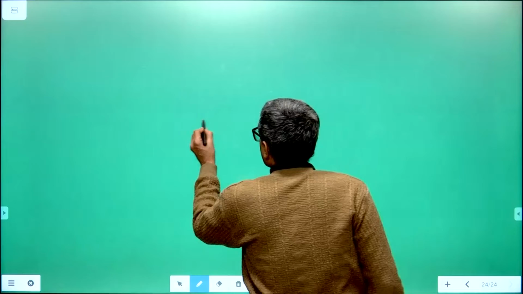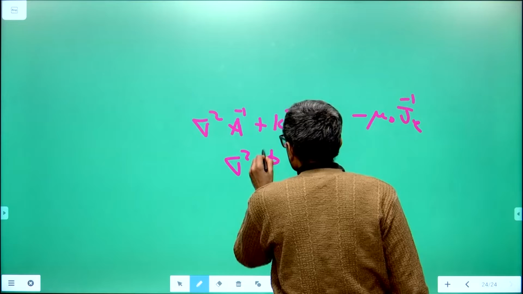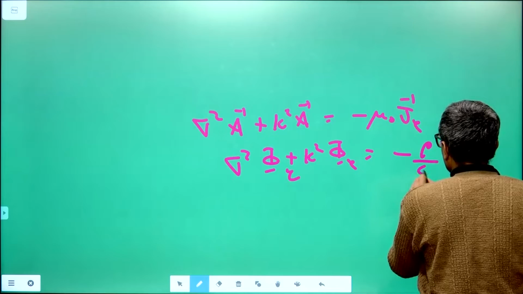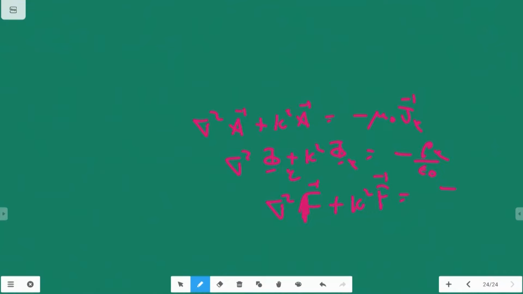Substitute this into the Maxwell equations, and what you will get is del square A plus k square A is equal to minus mu naught J e; del square phi e plus k square phi e is equal to minus rho e by epsilon naught; then del square F plus k square F is equal to minus epsilon naught J m; and del square phi m plus k square phi m is equal to minus rho m by mu naught. By duality you get this.